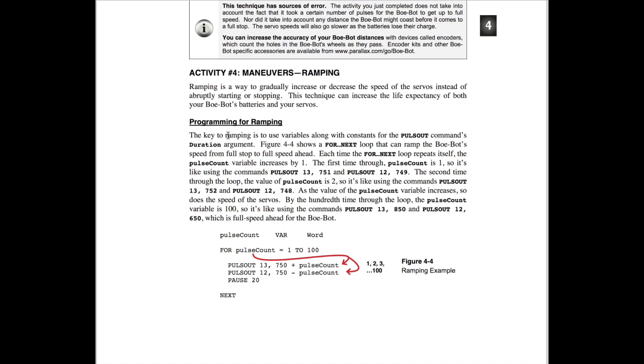All right, programming for ramping. The key to ramping is to use variables along with constants for the pulse out command's duration arguments.